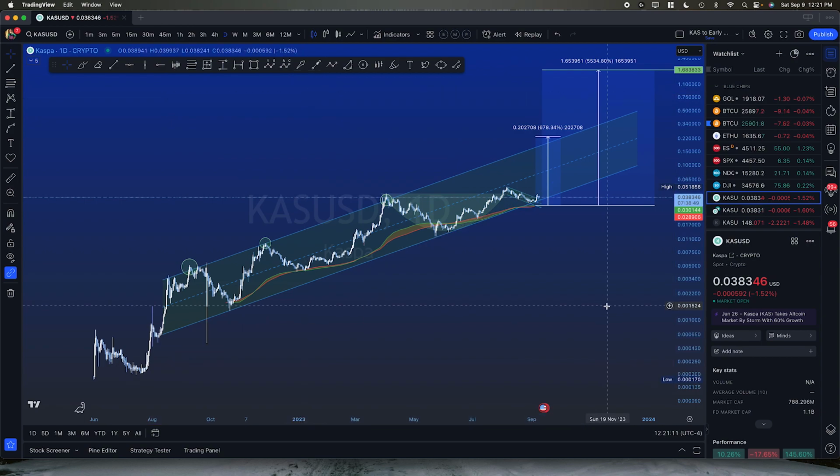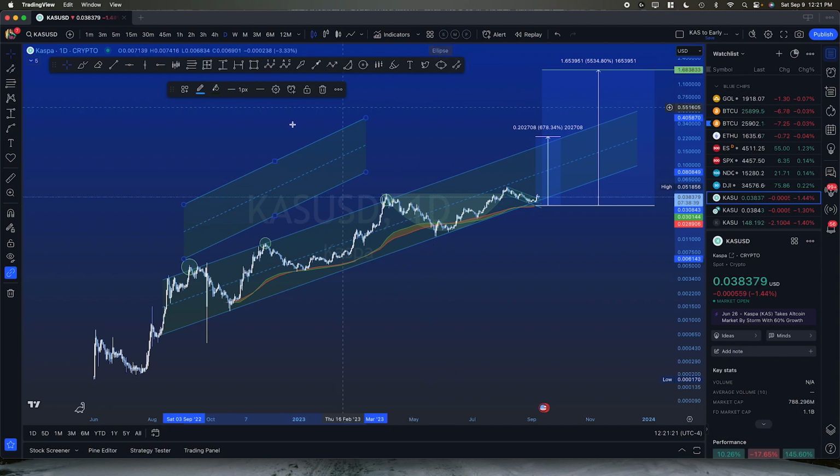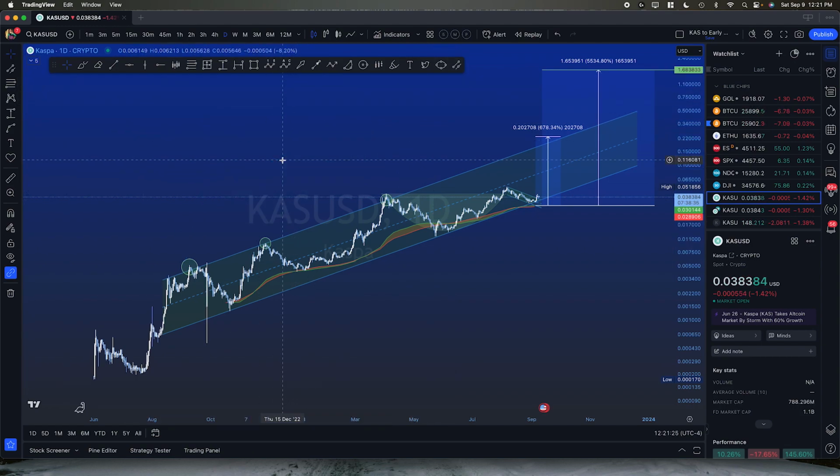And what's interesting is that the channel indicator, you can see right here, you do it like this. You'll find it over here if you don't use TradingView. I drew this trend line or channel to fit Kaspa, which fit very well. You have 3 touches here on the top. You have 1, 2, 3 touches here on the bottom.